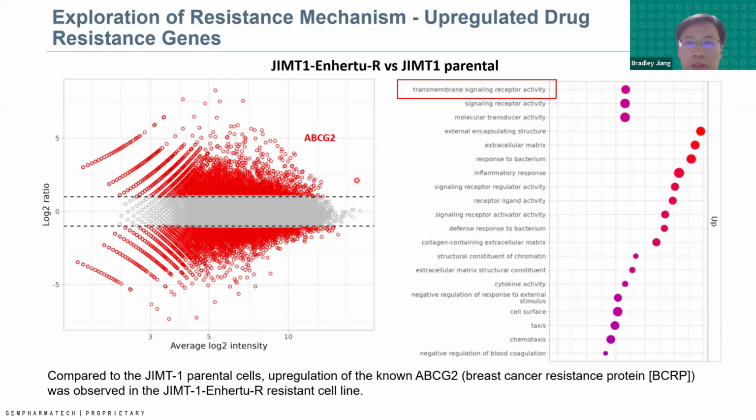The RNA sequencing shows that some signaling pathways are upregulated in the resistant cell line, such as the transmembrane signaling receptor activity and external encapsulating structures. ABCG2, also known as breast cancer resistance protein, was also upregulated in the GMT1 HER2-resistant cell lines.